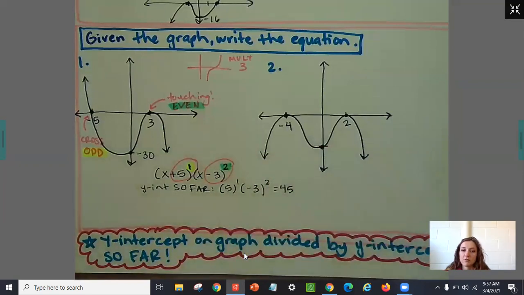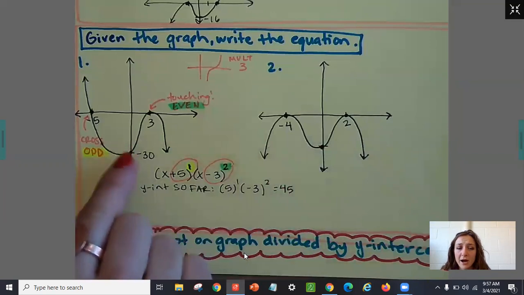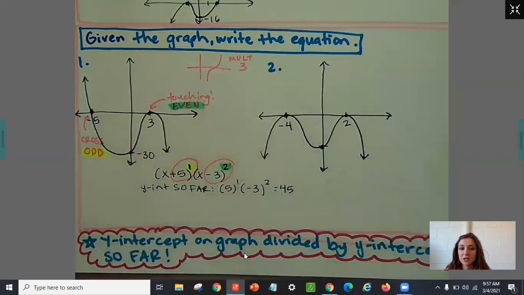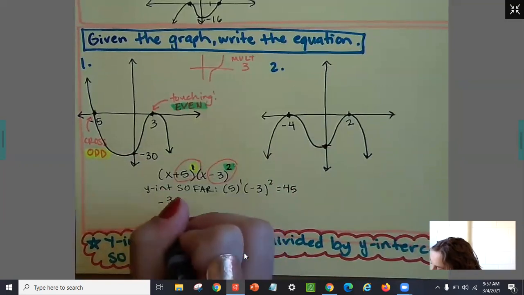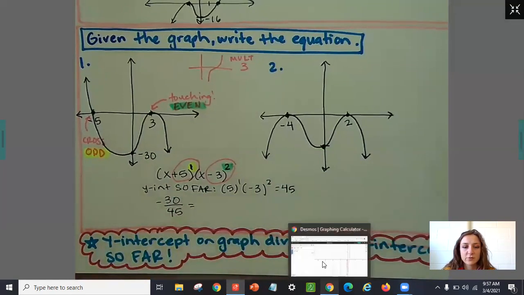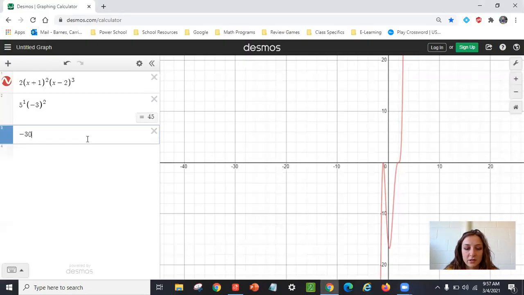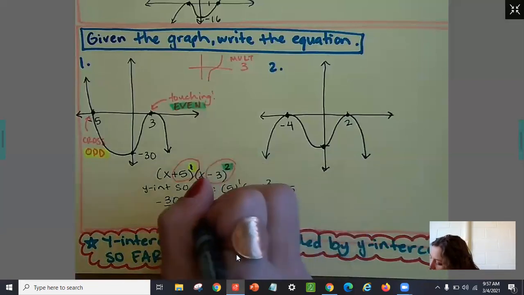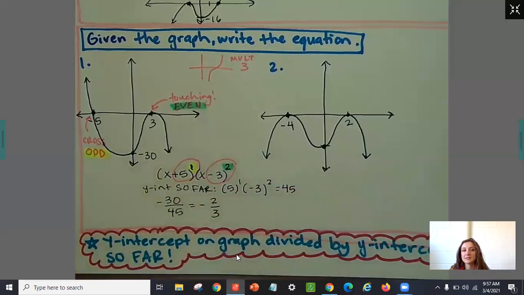So we have the y-intercept so far being +45, but our actual y-intercept is -30. So what we're going to do is we are going to do the y-intercept on the graph divided by the y-intercept that we have so far. So we're going to do -30 divided by 45, and we're going to reduce this fraction. Desmos actually does reduce fractions for us, so let's do this. -30 divided by 45, and then I'm going to click the little fraction button here. So this is really going to be -2/3. So since we get -2/3, that is actually the number that is going to go in front of our equation, and then we'll have our answer here.